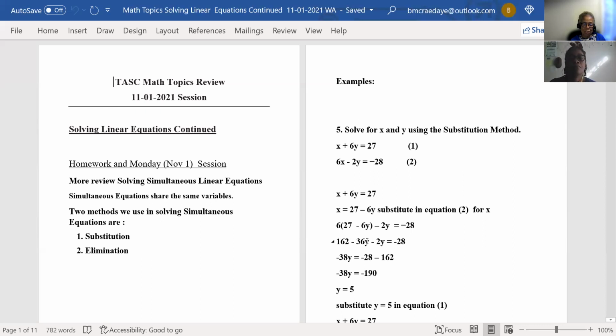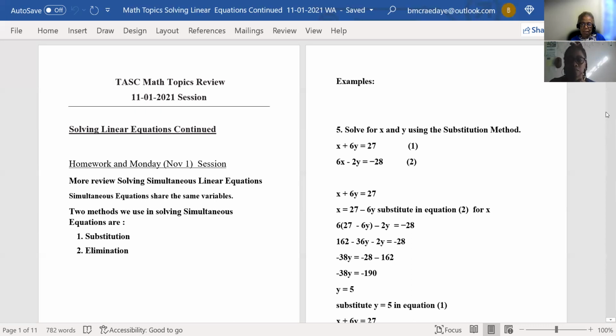Do our multiplication, combine the like terms. On the left side, we get minus 38y. And then we subtract 162 from both sides, and we get minus 190 on the right. So minus 38y is equal to minus 190. Divide both sides by minus 38, we get y equals 5.